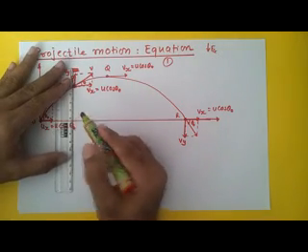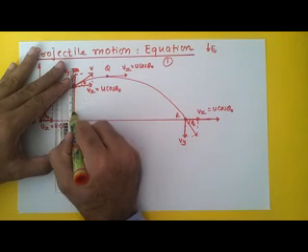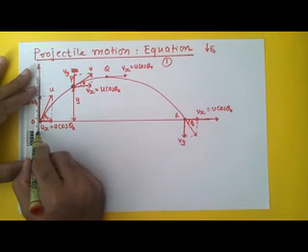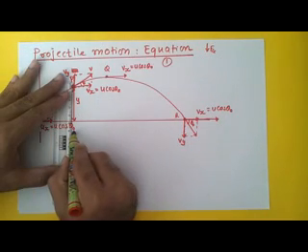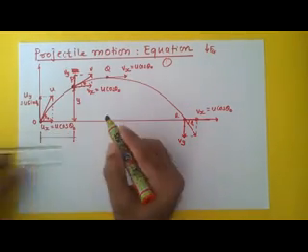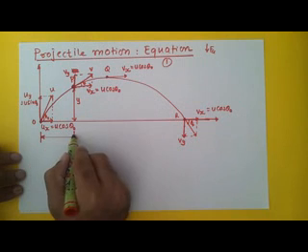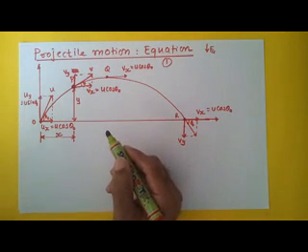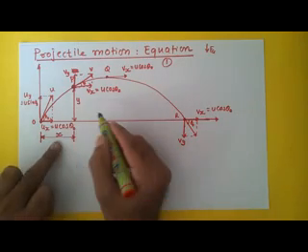So the distance that it has covered along the y-axis will be this much, which I'll denote by y. The distance that it has covered along the x-axis in time t is this, which I will denote by x. And the objective over here is to find out an equation for x and y.